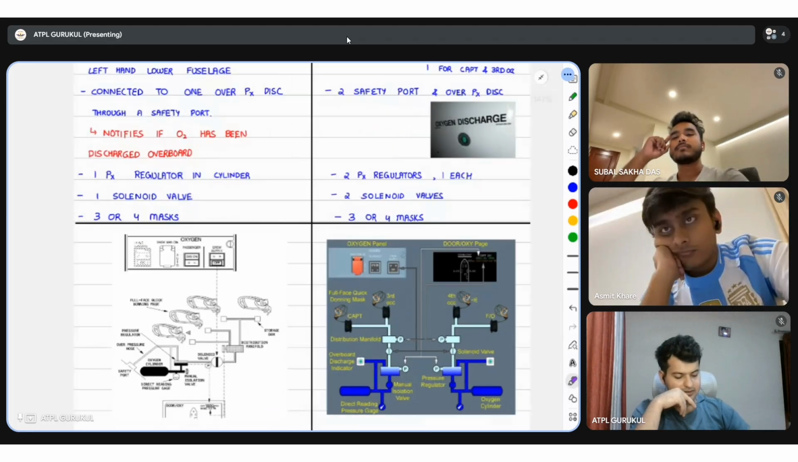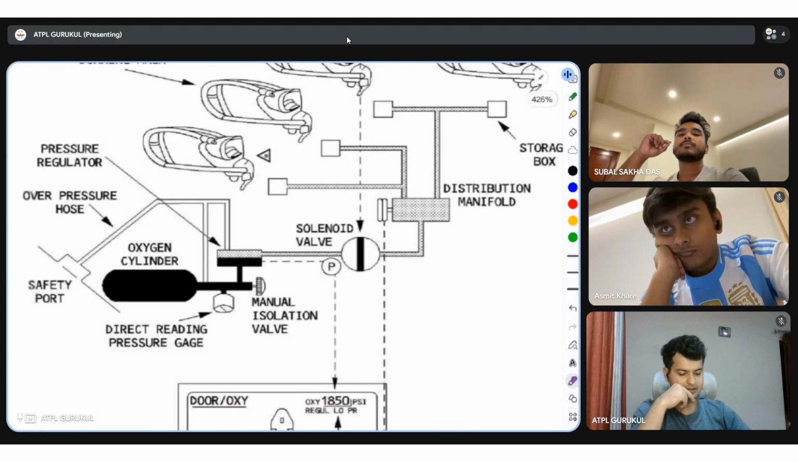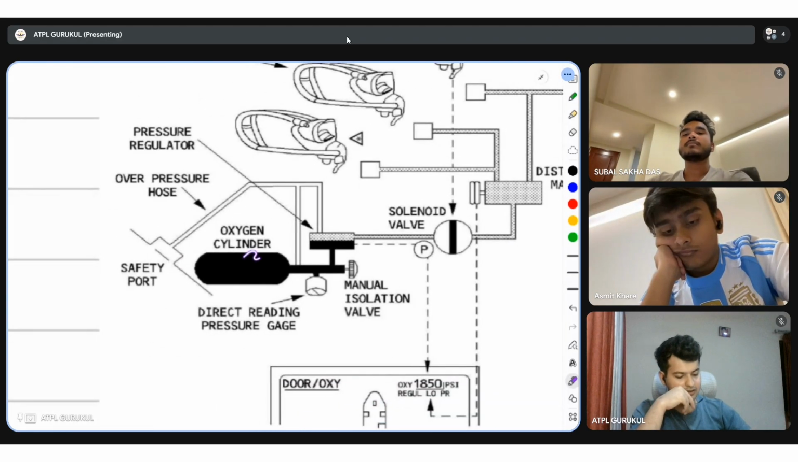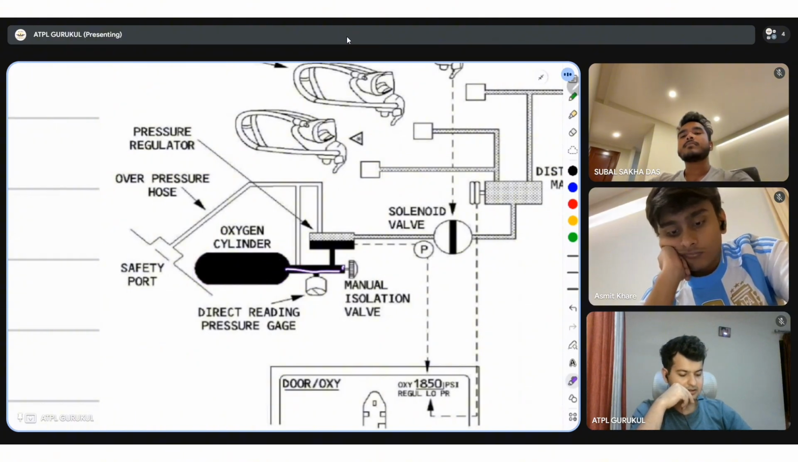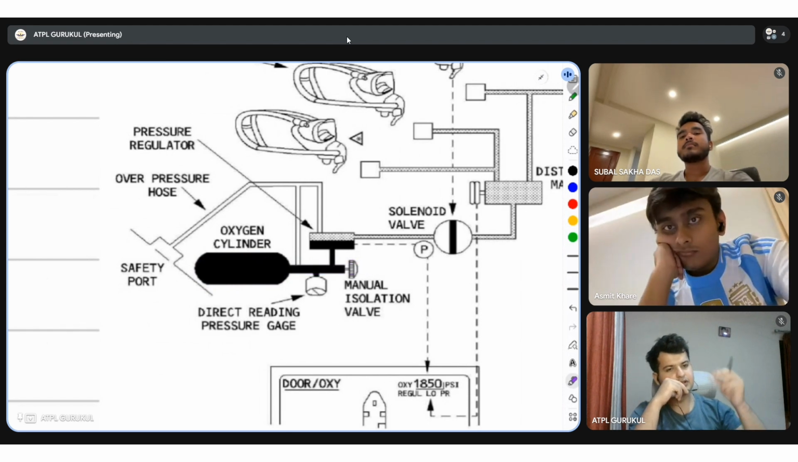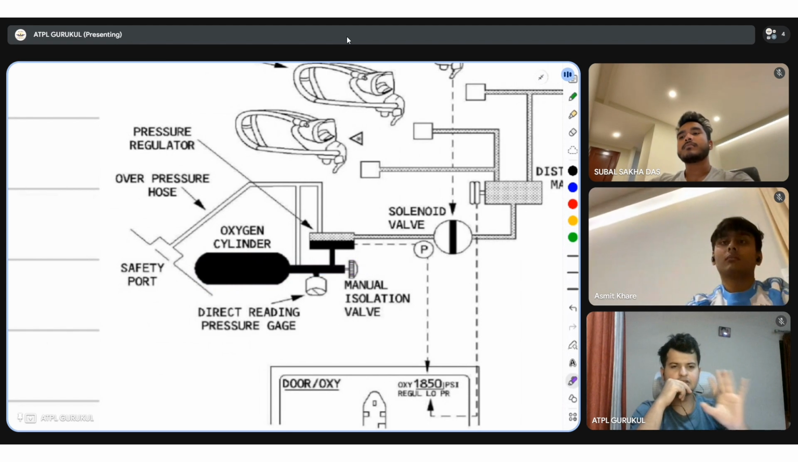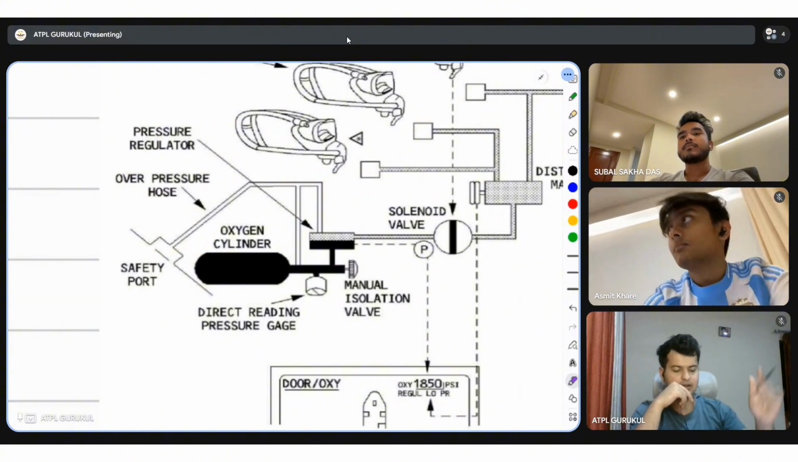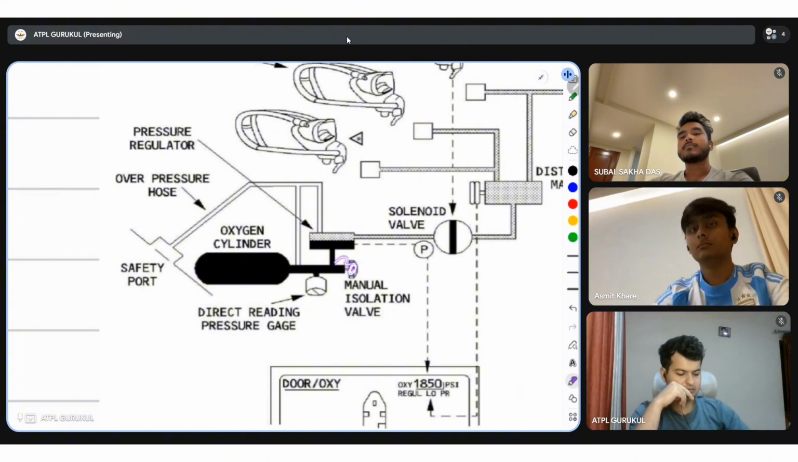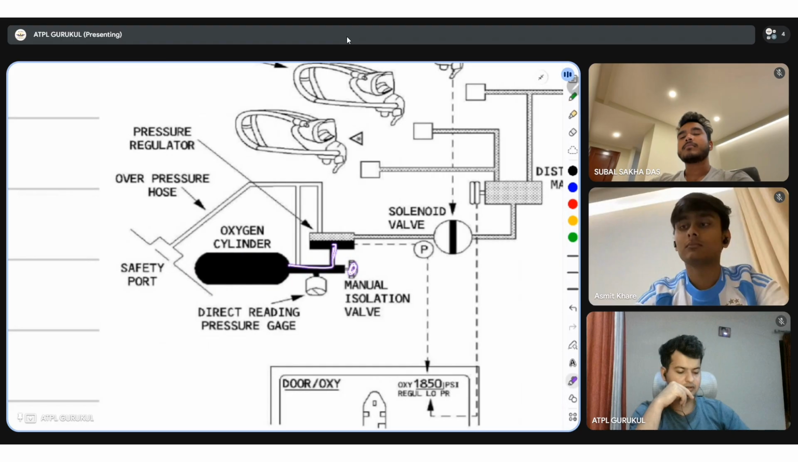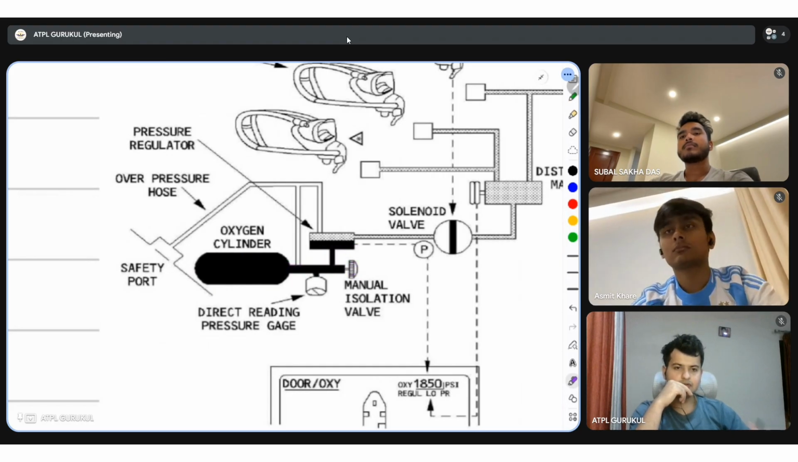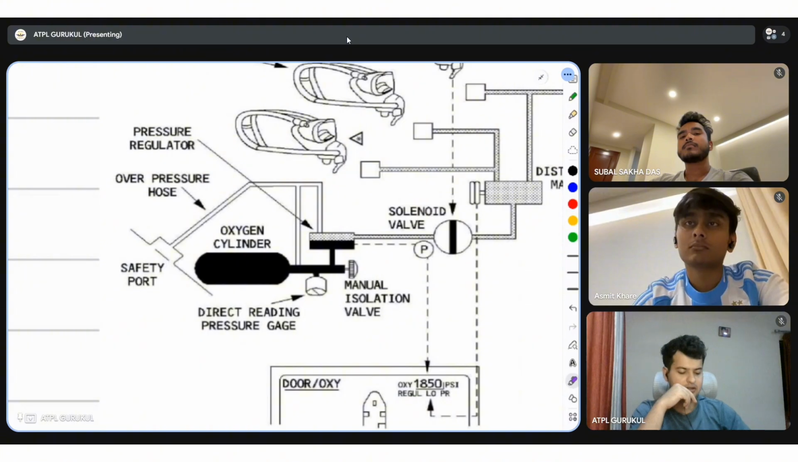Let's have a look at the diagram. This is a black and white diagram for the CEOs. NEO aircraft have a bigger, better diagram. Here we have an oxygen cylinder, as you can see. This oxygen cylinder is connected to a manual isolation valve. If you turn this valve, the entire oxygen cylinder is isolated from everything. When you screw this knob in, oxygen does not flow over here. That's the idea. If you screw it in, you can isolate it.